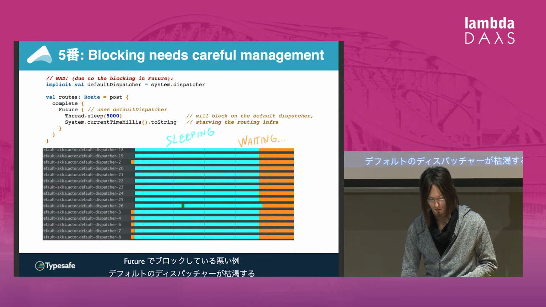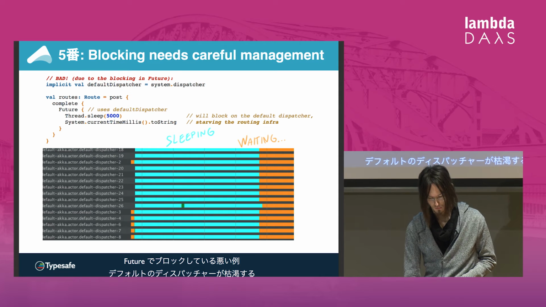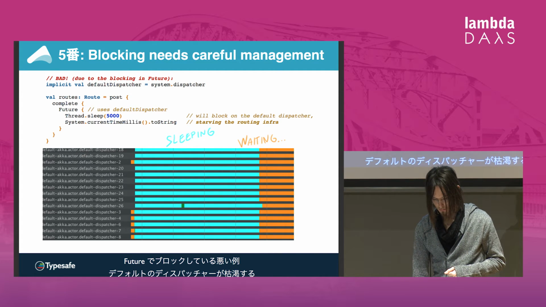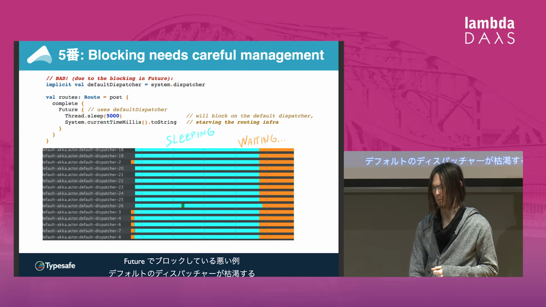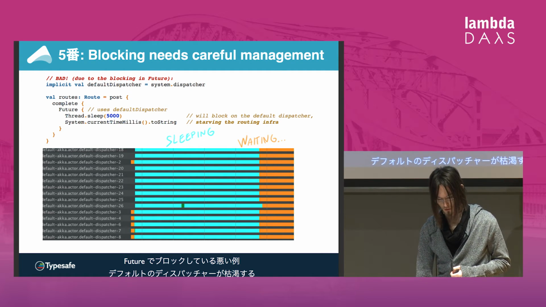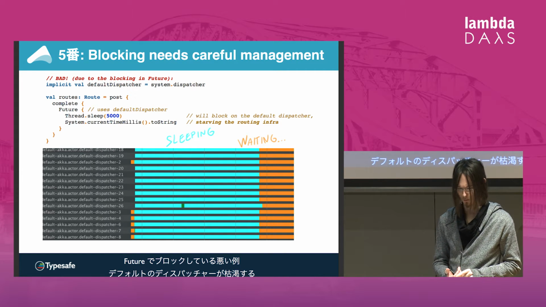The problem here is that with code like that, and with the default system dispatcher used by the future, this is how the threads look. This bluish, turquoise thing is the threads sleeping, and the orange state is the threads just waiting and doing nothing.